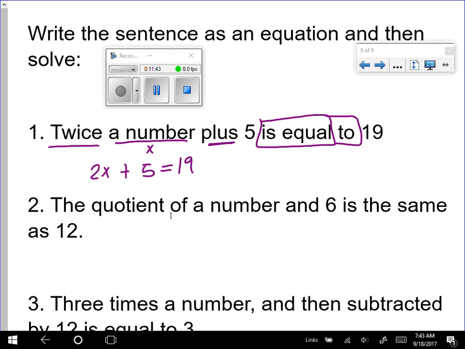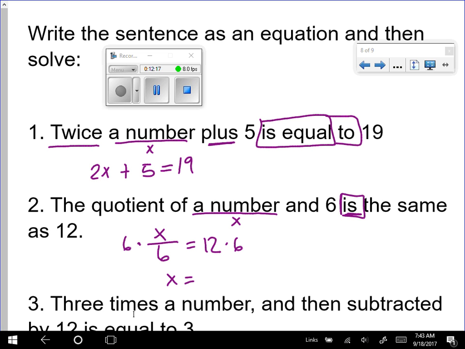Next one. The quotient of a number and 6 is the same as 12. So here's a number, so we're going to call that x. Quotient means divide, so we're going to say x divided by 6. It says is the same. Is your big word here, but the same means equal in math, as 12. I'm going to multiply by 6 on both sides. I did this one for you. You give me the answer there.